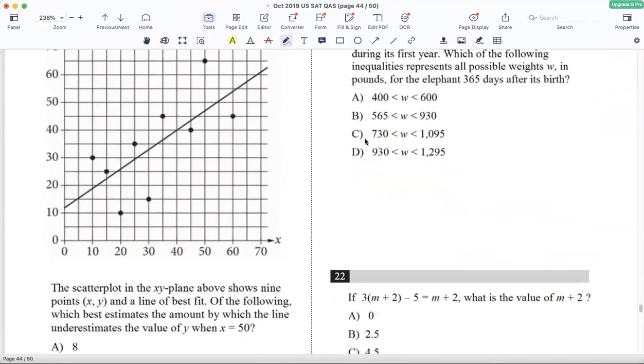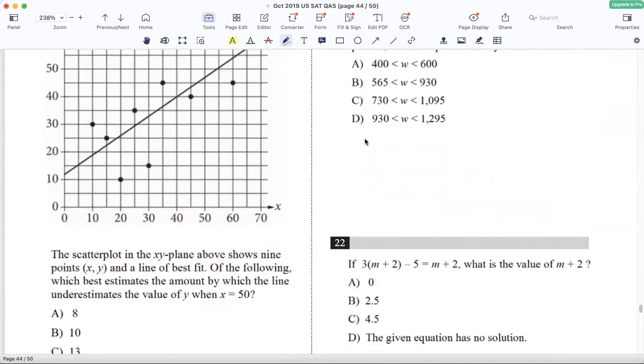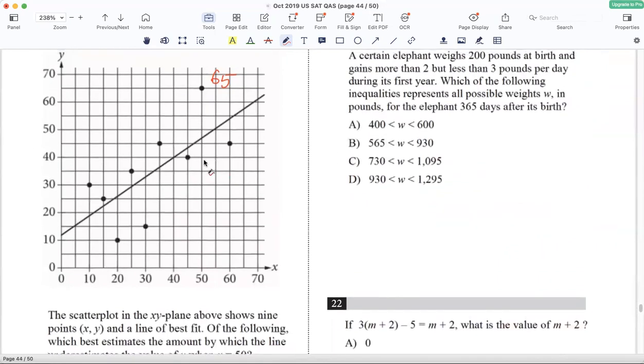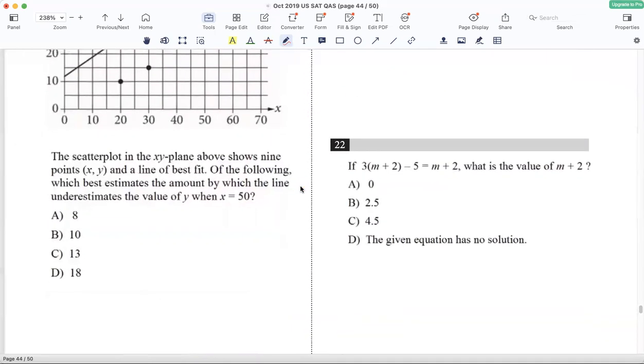The scatter plot in the XY plane above shows 9 points and a line of best fit. Of the following, which best estimates the amount by which the line underestimates the value of y when x is 50? Okay, so when x is 50, the actual value is 65, and according to the line, the value is 45. So I would say about 47, right? So 65 minus 47 is about 18. So D.